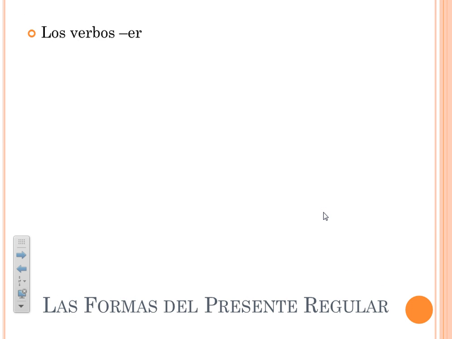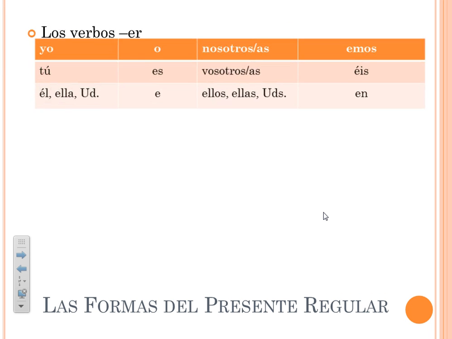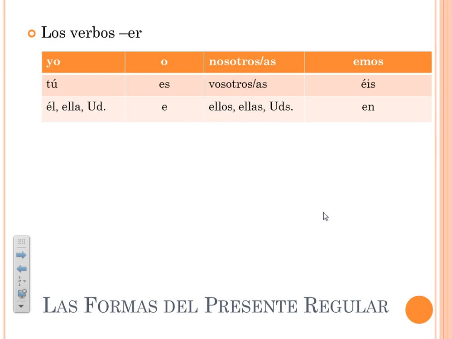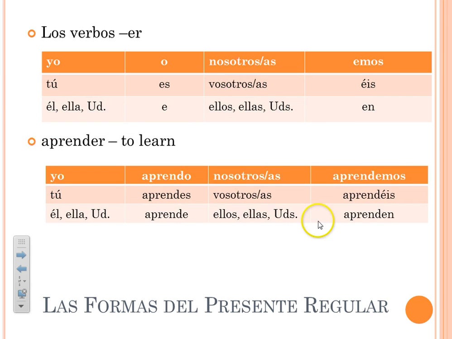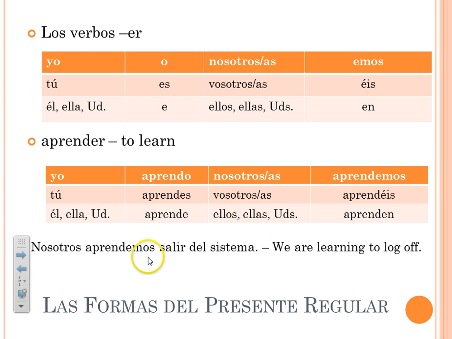Now we have ER verbs, los verbos ER. The endings are very similar to AR verb endings, only we've swapped out all of the A's with E's, since they're ER verbs. Quick example for you is the verb aprender, to learn. And used in a sentence, nosotros aprendemos salir del sistema. We are learning to log off.